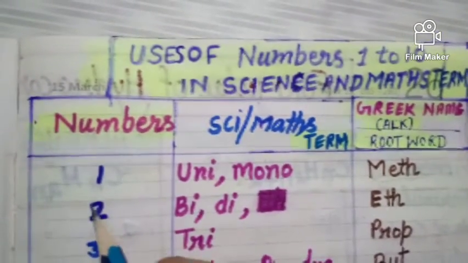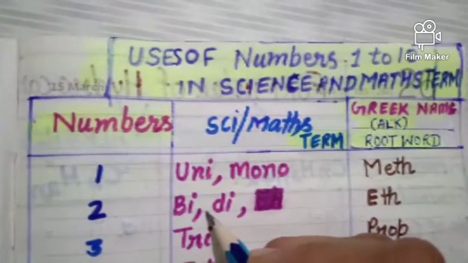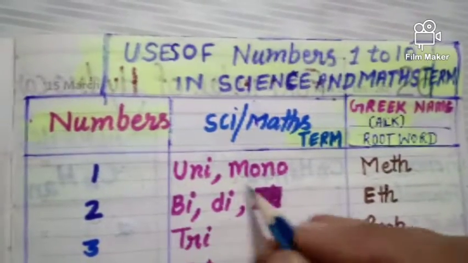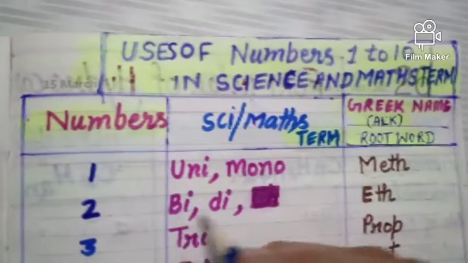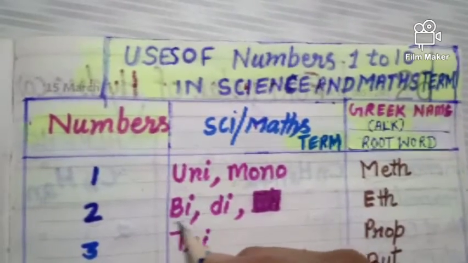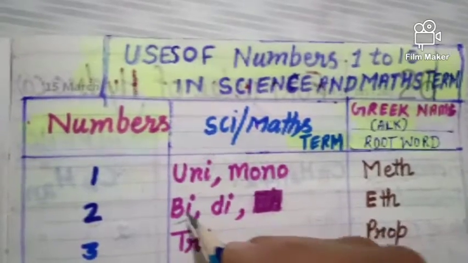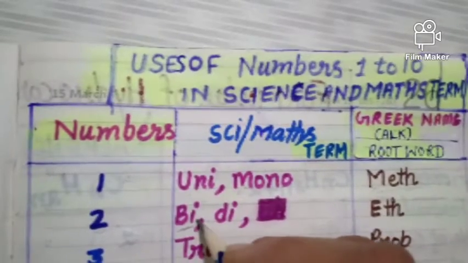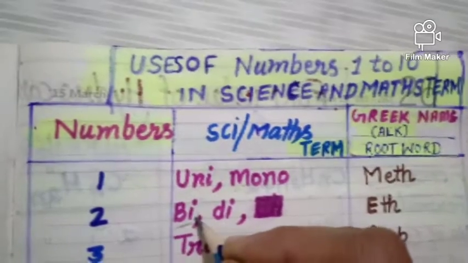Similarly, the second number, that is 2. For 2 we use bi and di as a prefix in front of the word. For example, bisexual flower. A bisexual flower means a flower having both sexes, male and female parts. And similarly, the binomial expression. Binomial expressions are those which have two terms.